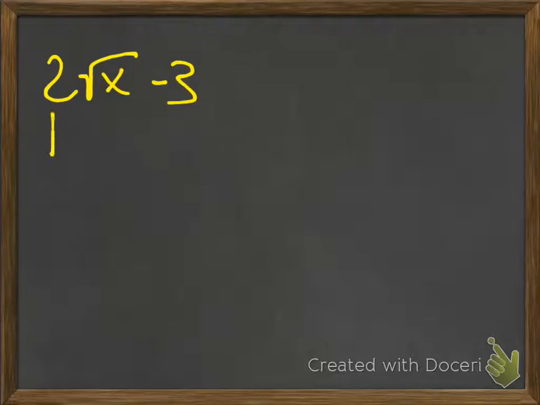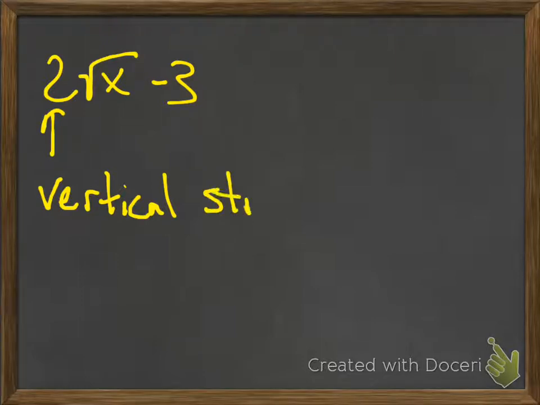On 19, with the 2 square root of x minus 3, this 2 right here means you have a vertical either stretch or compression, because it's in front of the x and it's in front of the radical. Because that number is bigger than 1, that's a vertical stretch. If it had been between 0 and 1 like a fraction, we would have said it's a vertical compression. And the minus 3 means 3 down.